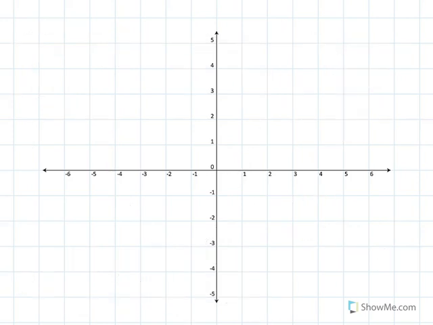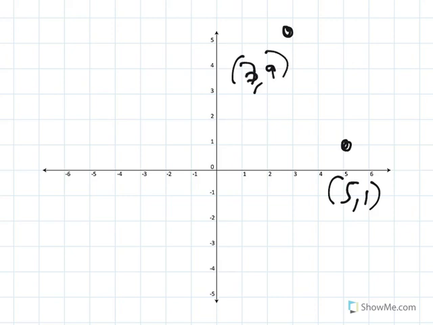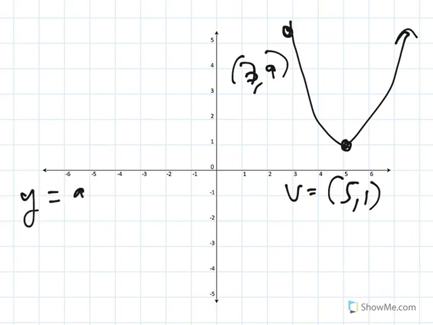Another scenario where you can find the equation of a parabola is if you're given just 2 points, let's say 5, 1 and 3, 9, not to scale. And we're told not only that this is an up-down parabola, but that the 5, 1 is the vertex. So if you're told it's the vertex, then there's only one parabola that it could be, and the way we get it is we use vertex form. y equals a times x minus 5 squared, don't forget the squared, plus 1.